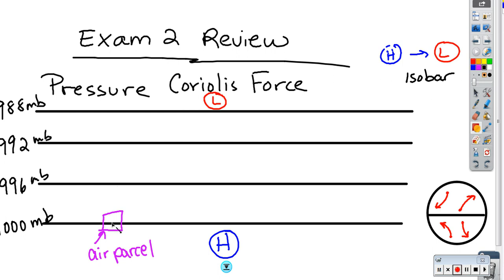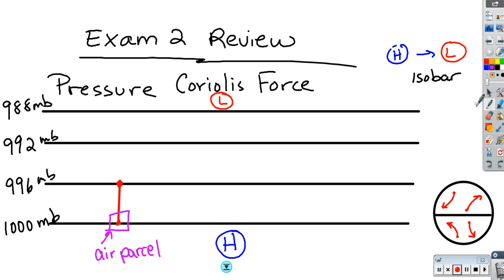So immediately it feels a force towards the low pressure, and it's always going to be perpendicular to the isobars. This force is always going to cross the isobars at a right angle. So the red arrow represents the pressure gradient force.